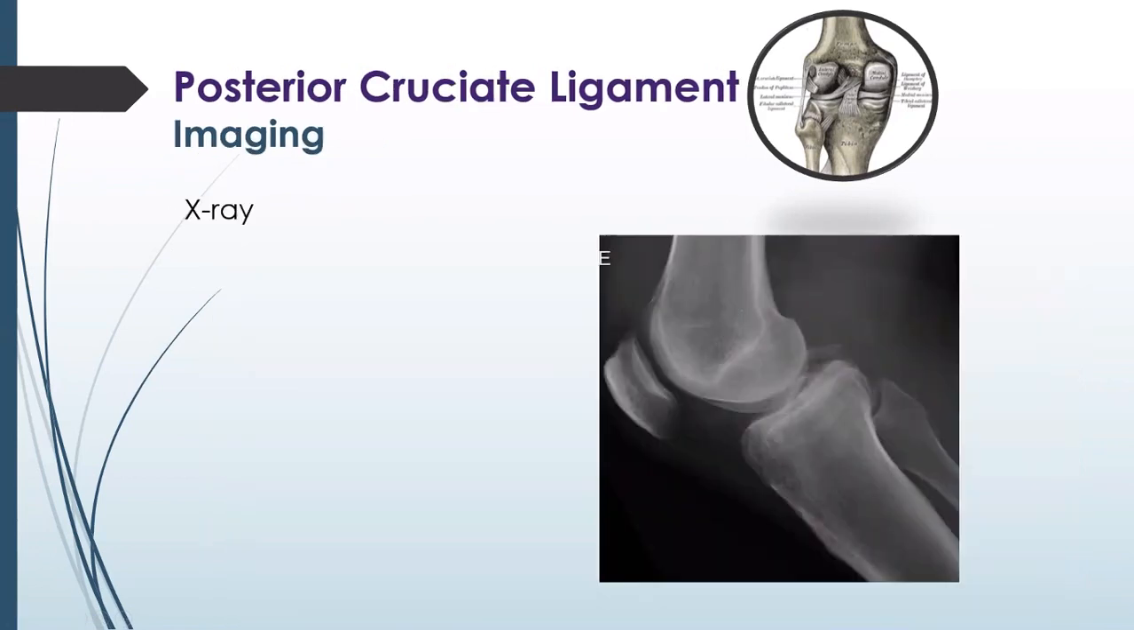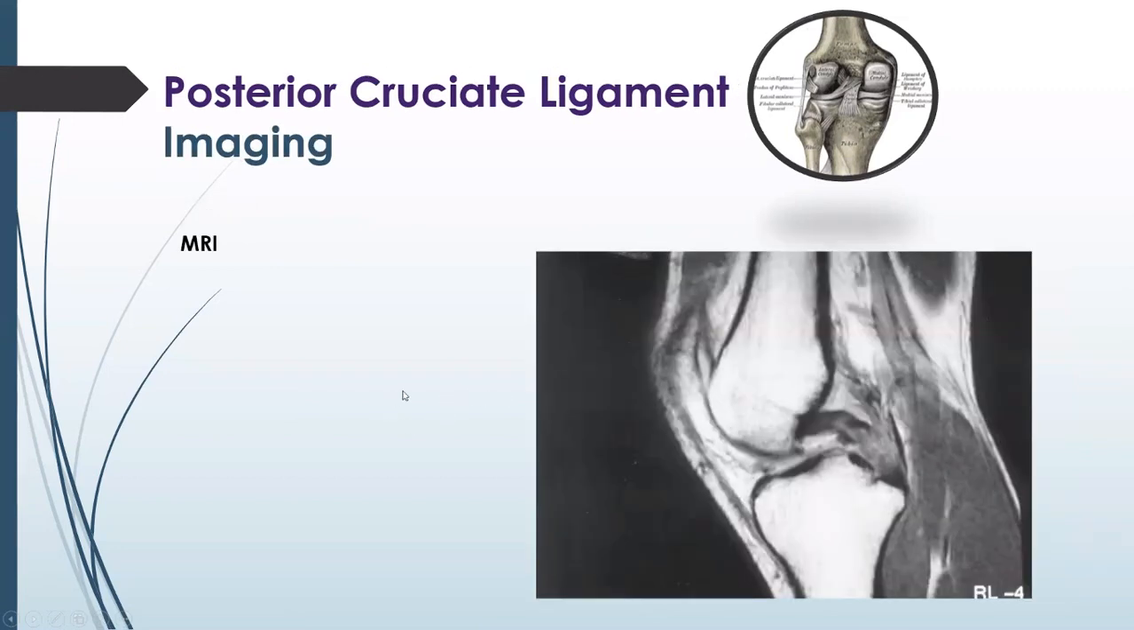And after that, we can do an X-ray for the patient. The X-ray, usually it is normal unless there's an avulsion fracture like in the ACL, like in this one. And the gold standard is the MRI. The MRI will show the disruption of the PCL. The PCL is from here to here. So you can see the disruption in this place. This is indicating a PCL tear.